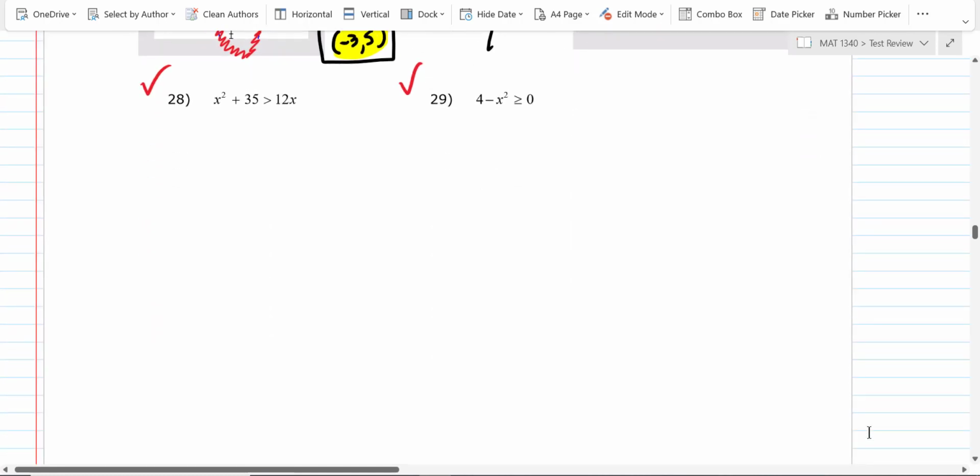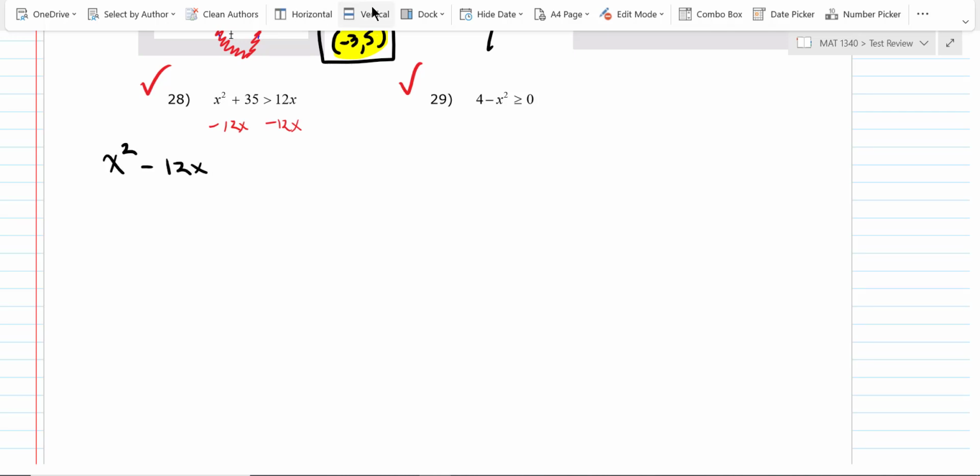Okay, now let's go to 28. So what do you suppose the first step on 28 is? One side equals 0, right, good. So get rid of the 12x, and you can do that in your head if you want to. You don't have to write the step out, but you're going to have x squared minus 12x plus 35 is greater than 0 like that. Okay, now we're going to go ahead and factor this. All these problems are going to be designed so they factor. Okay, so we're going to have x and x.